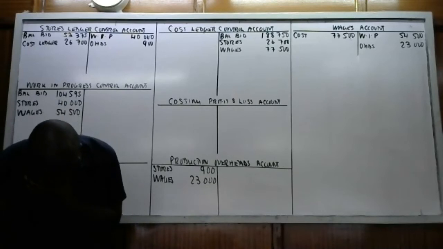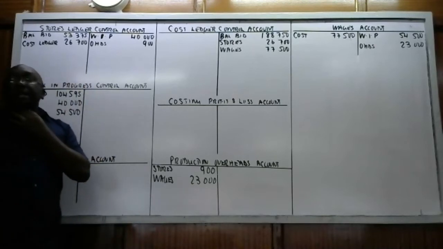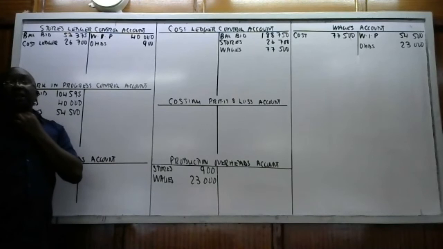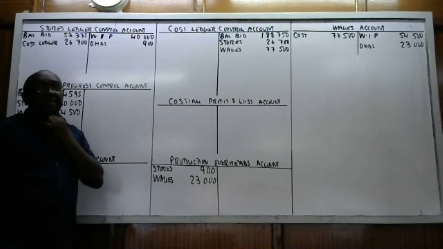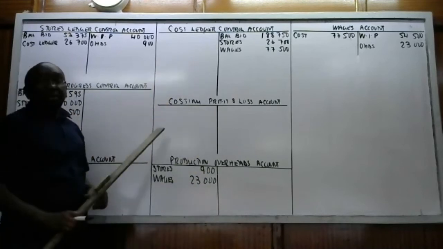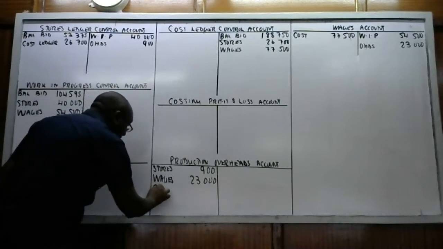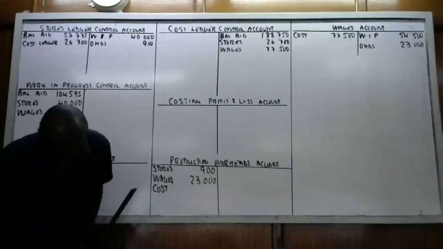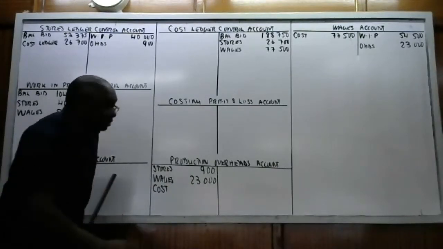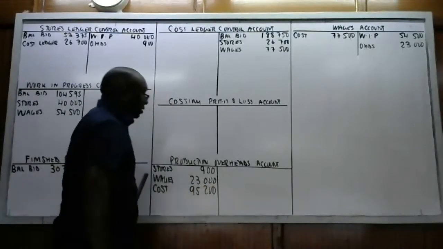Next is production overheads incurred. I've been telling you, when you see the word incurred, it is the other word for paid. So when you pay overheads, you debit the overheads account and credit the cost ledger. So let's start with the overheads. Because of the cost ledger, we paid 95,200.